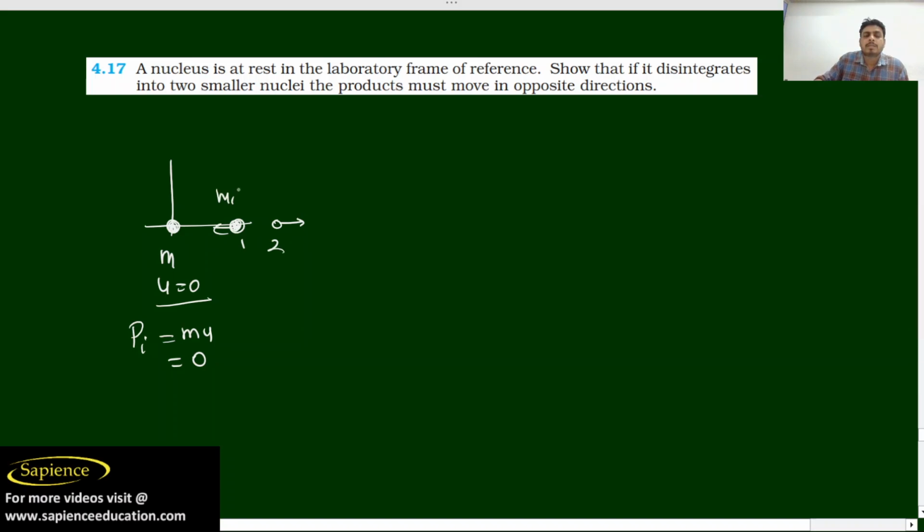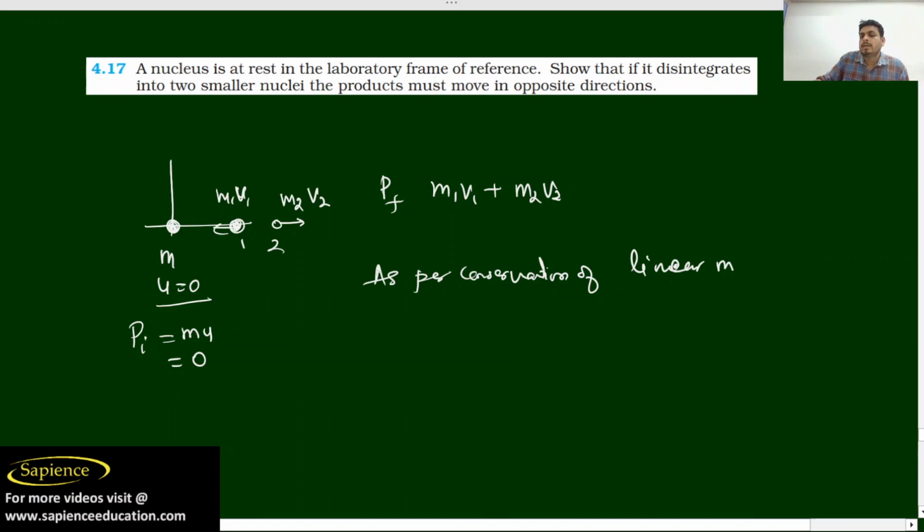So let us consider this as m1 and v1, and it has mass m2 and velocity v2. So total momentum m1 v1 plus m2 v2 is the final momentum. Now as per conservation of linear momentum, initial momentum will be equal to final momentum, that is 0 is equal to m1 v1 plus m2 v2.